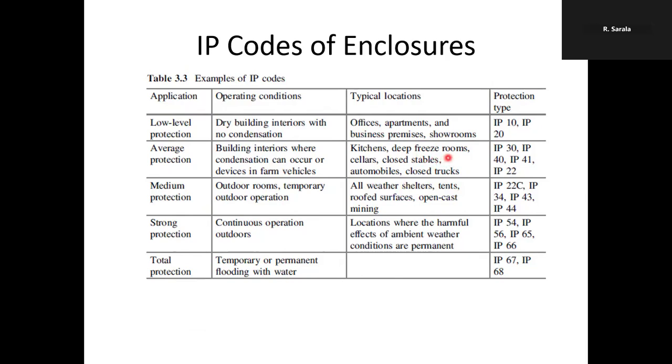It is having only 50 volts of AC and 120 volts of DC supply. Kitchens, deep freeze rooms, cellars, closed stables, automobiles and closed trucks. Outdoor rooms and temporary outdoor operations are the medium protections: weather shelters, tents, roofed surfaces, open cast mining. Strong protection means locations where the harmful effect of ambient weather conditions is permanent. Total means temporary or permanent flooding with water.